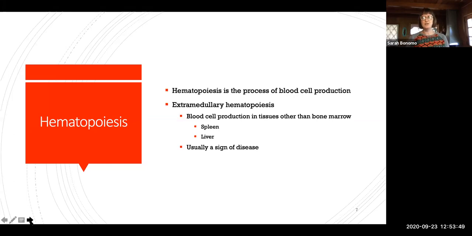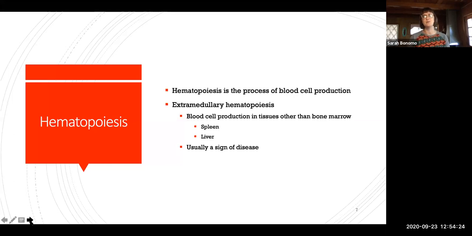So I put the definition just underneath for you. That is defined as blood cell production in tissues other than bone marrow. In normal hematopoiesis, this blood cell production should take place in the bone marrow. But sometimes we can get blood cell production in other tissues, like the spleen and the liver, which are the primary sites, but also lymph nodes, adrenal glands, and all kinds of different places. But when it does happen, it usually is a sign of a disease process.